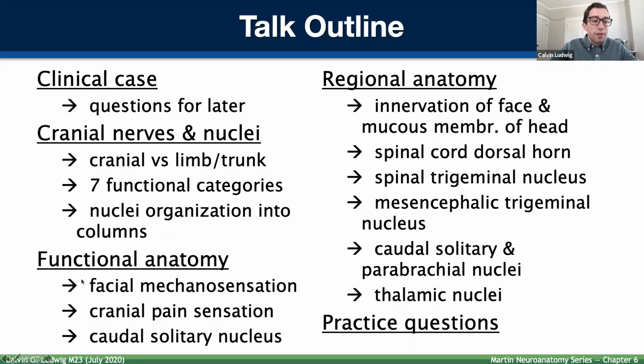brainstem. Then we'll move on to functional anatomy, looking at facial mechanosensation, pain sensation, and this really important structure called the caudal solitary nucleus. And then we'll go into more regional anatomy, looking at the innervation of the face, mucous membranes of the head, and spinal cord. Another important nucleus, in addition to the caudal solitary, is the spinal trigeminal nucleus. Another one, the mesencephalic trigeminal nucleus. More nuclei, and then we'll take a look at some practice questions if we have time.